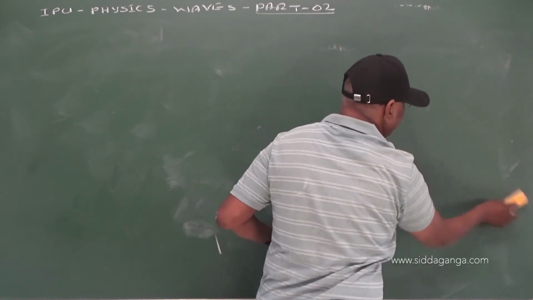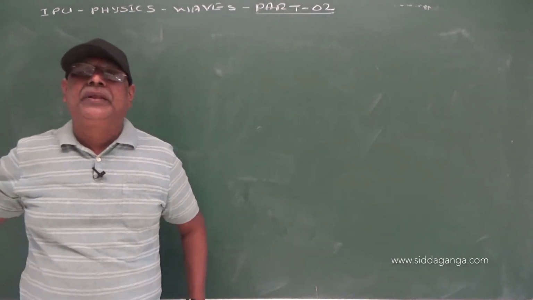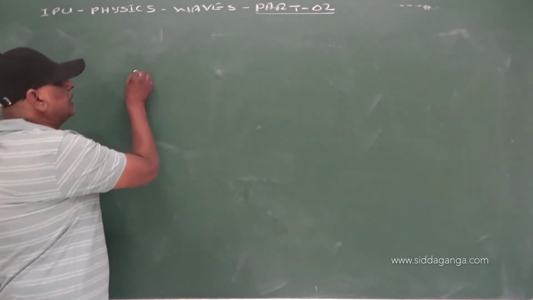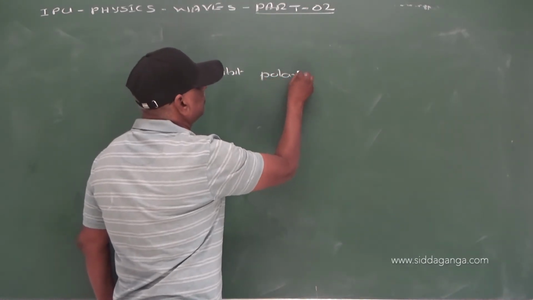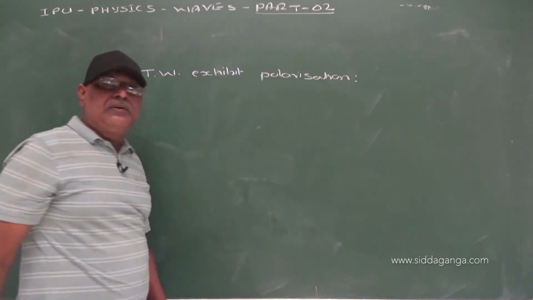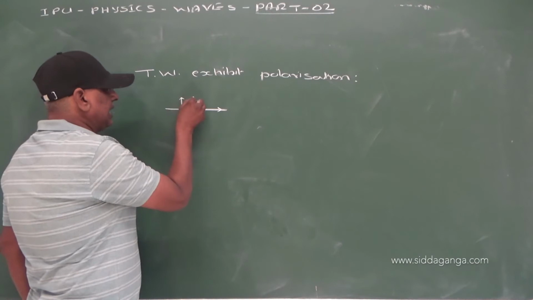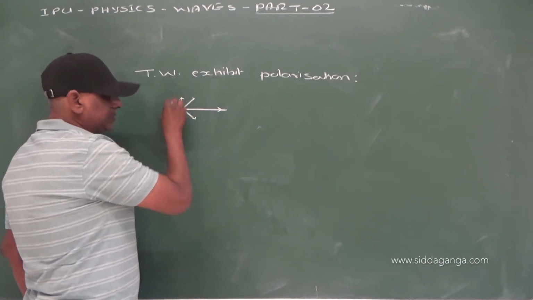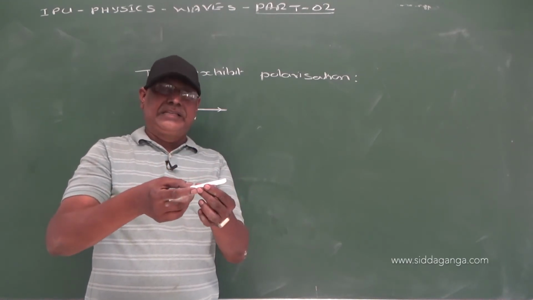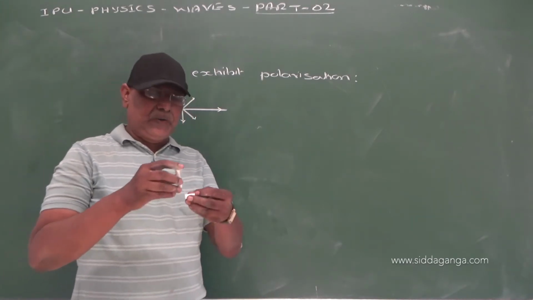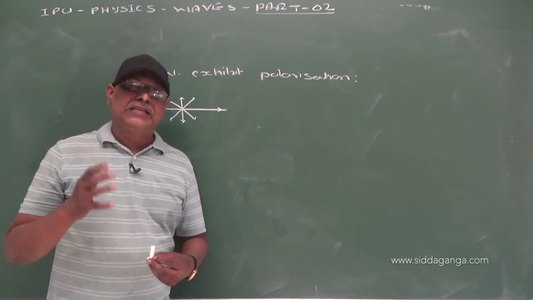the most important difference between a longitudinal wave and a transverse wave is that transverse waves exhibit a phenomenon called polarization. See here, when light is propagating through a medium, the electric field vector, what we call the light vector, vibrates in all directions perpendicular to the direction of propagation: y-axis, z-axis, negative y, negative z, etc. They can be resolved into two components, one along the y-axis and one along the z-axis. Such a light is called unpolarized light. There is a symmetry of vibration.